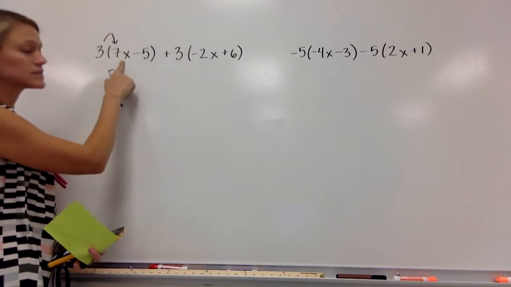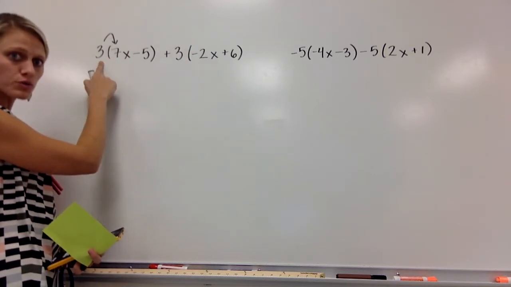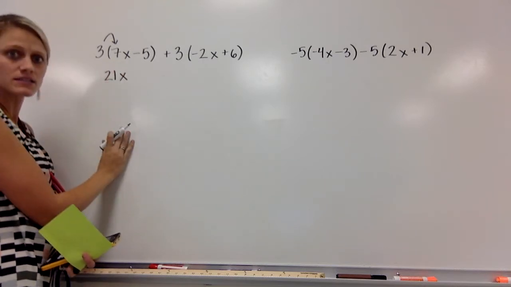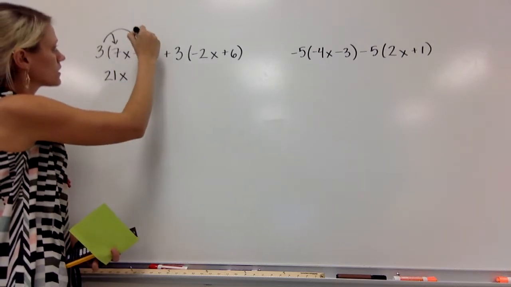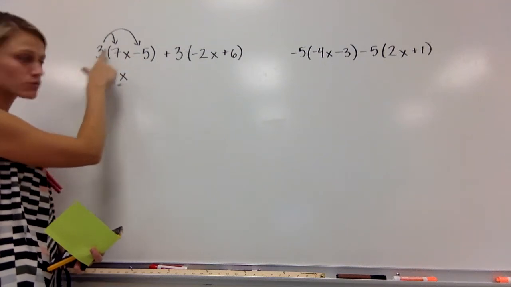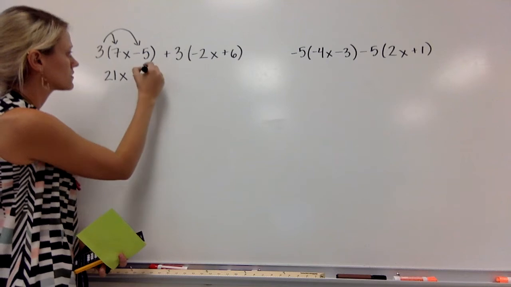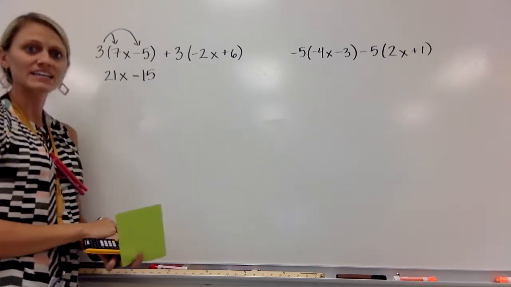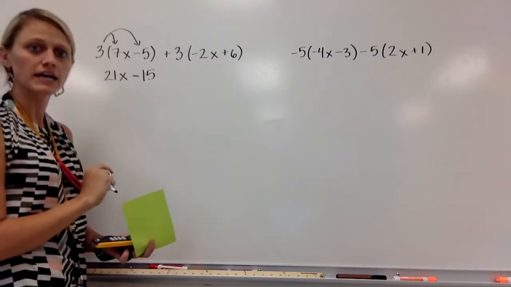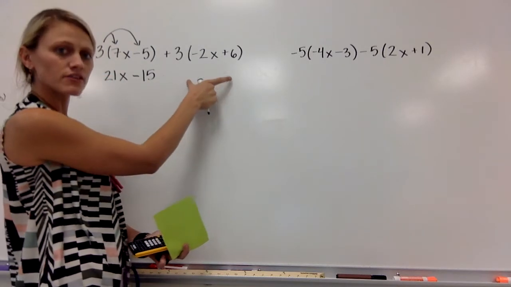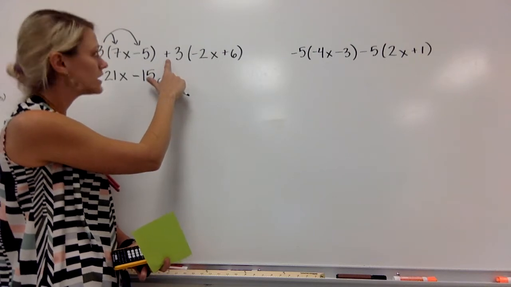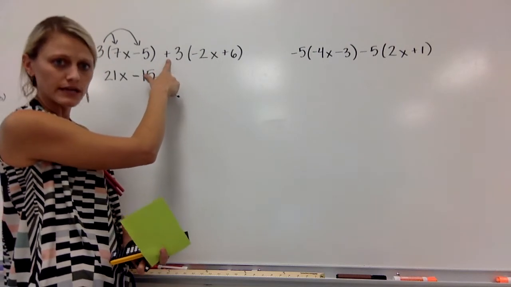3 times positive 7x, so 3 times 7 is 21x. 3 times a negative 5, so positive 3 times negative 5 is negative 15. Okay, so I've taken care of these parentheses. They're done. I can move on. I've got another distribution. Okay, I'm going to check out that sign in front of the 3. I now know that that is a positive 3.